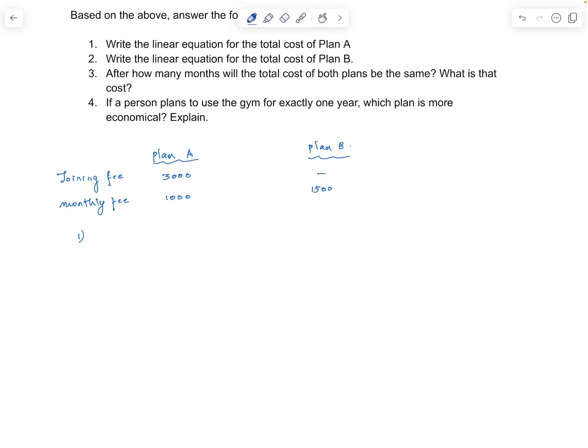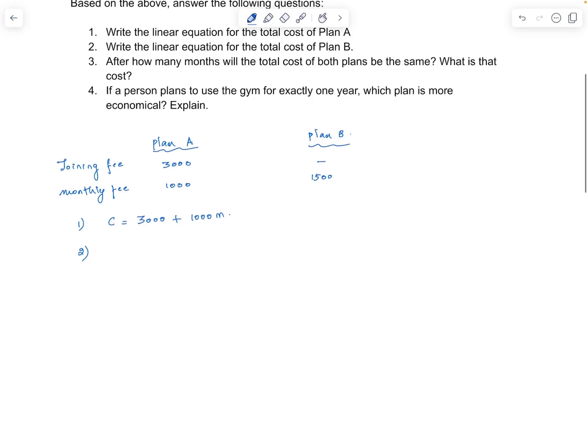The total cost for Plan A is C is equal to 3000, which is the joining fee, plus every month it is 1000 rupees, so 1000 M. This is the equation for the first one. Question 2. Write the linear equation for the total cost of Plan B. The total cost of Plan B is: there is no joining fee, which is 0, plus every month the fee is 1500, so 1500 M, which is C is equal to 1500 M.